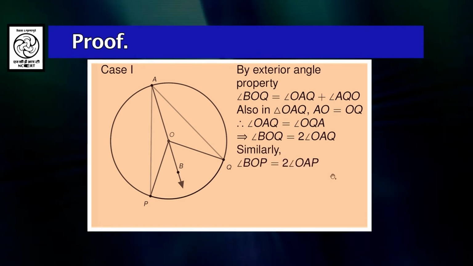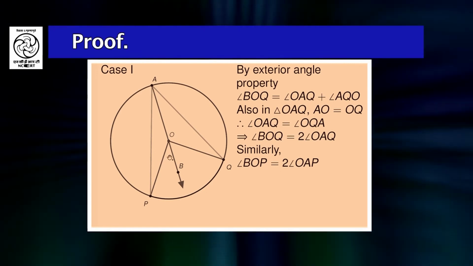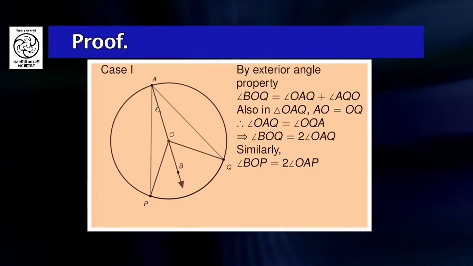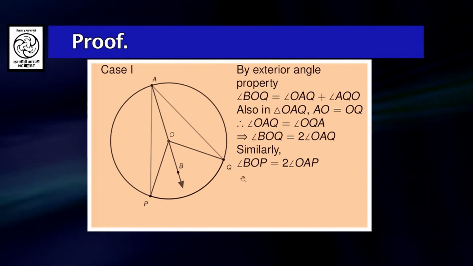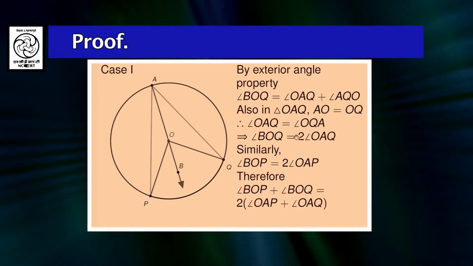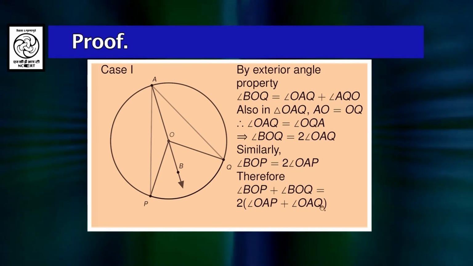Similarly, we can prove that angle BOP, that is this angle, is twice of angle OAP, that is this angle. Now, adding these two, angle BOQ and angle BOP, what we get? Twice of angle OAP plus twice of angle OAQ.